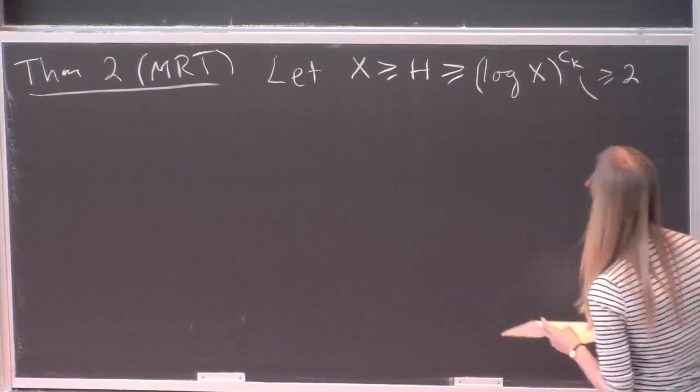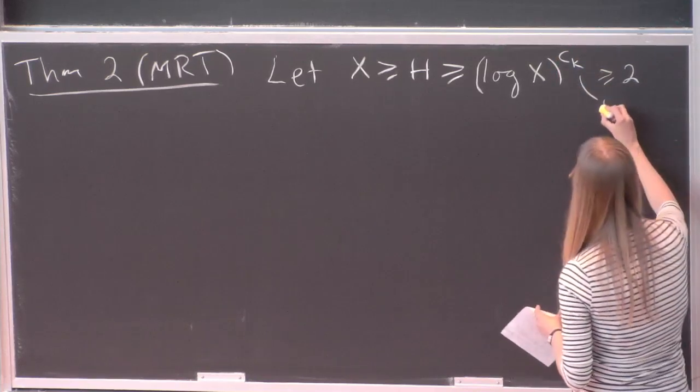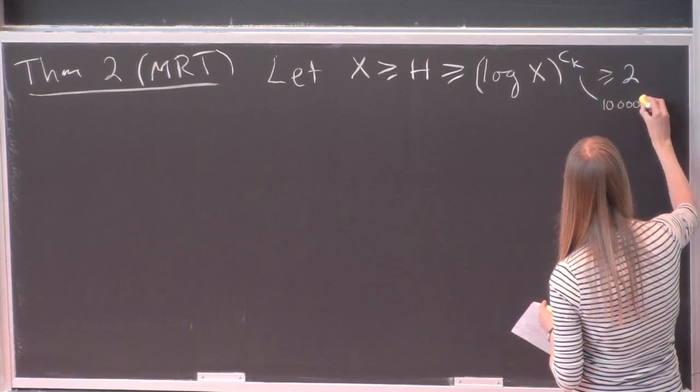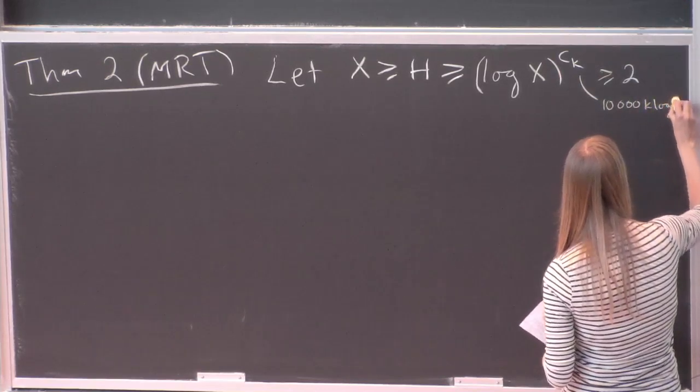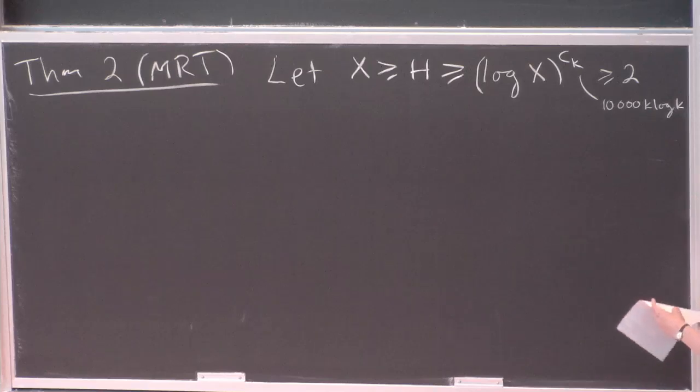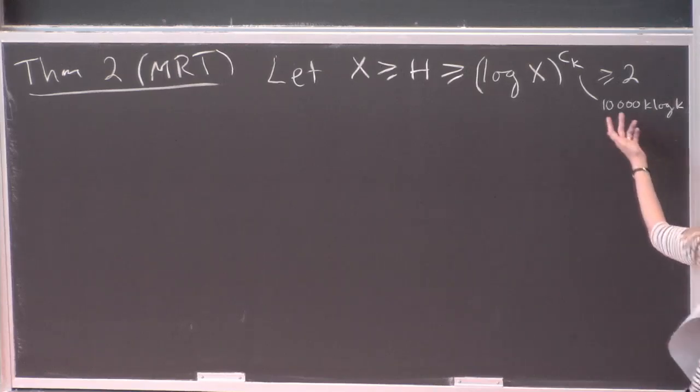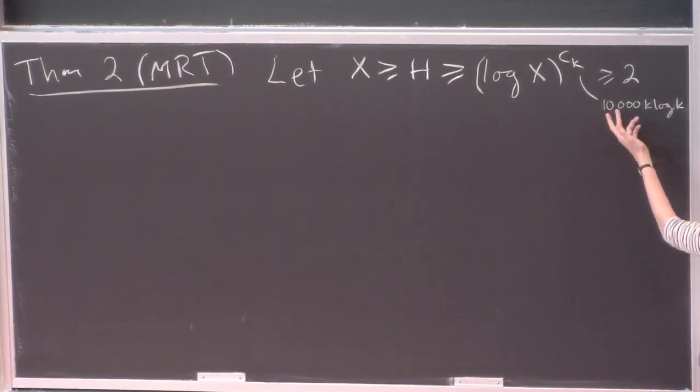So I should say that for the value of c_k, something like 10,000 k log k seems to be certainly acceptable. This is still work in progress. I guess we can reduce this 10,000 to be something smaller, but we can't get rid of this k log k, and there are good reasons for that.